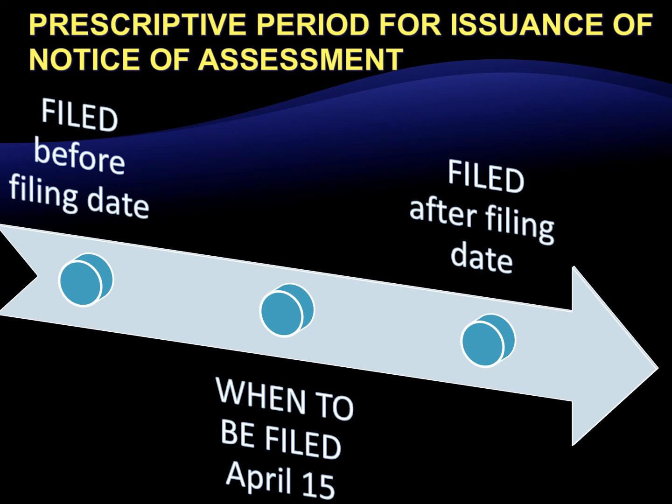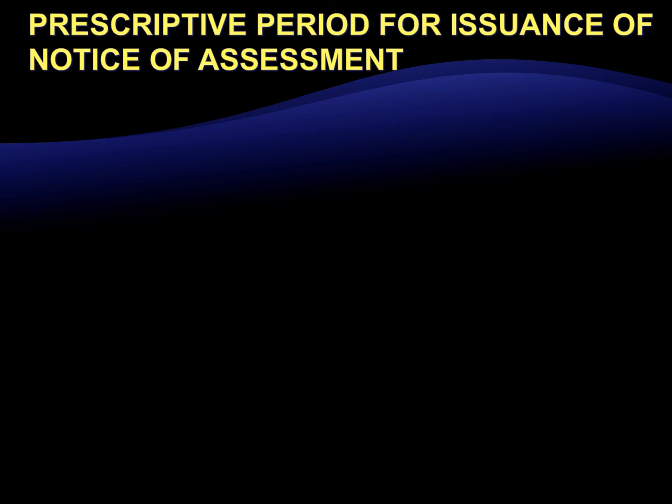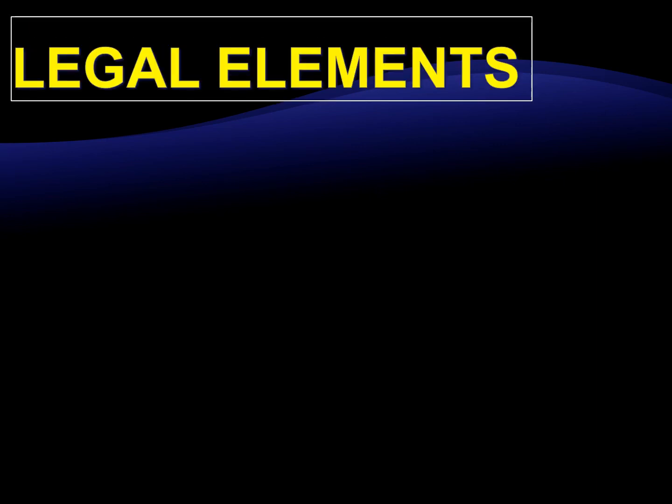So, if there's an amended return, then the date of filing the amended return is the one you're going to use. And you now know that if the amended return was made before the filing date, then it should be the filing date that I should consider as the date of computation. If filed after the filing date, then it should be computed on the date of filing the amended return. So with that out of the way, let's now have a look at the legal elements.